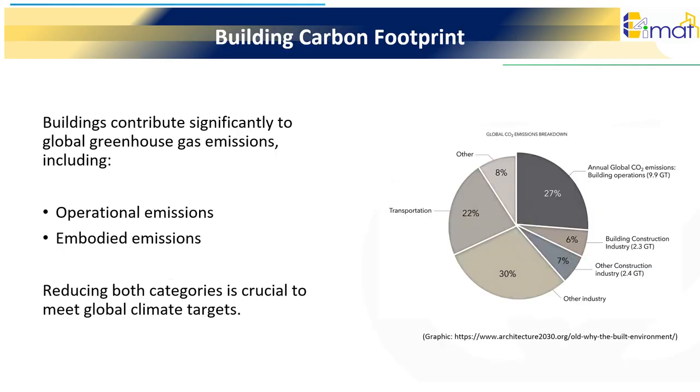Buildings are a major contributor to global greenhouse gas emissions, making the construction and operation of the built environment a key factor in addressing climate change. This carbon footprint includes operational emissions: energy used for heating, cooling, lighting, and electricity throughout the building's life. And embodied emissions: emissions generated during the extraction, production, transportation, and disposal of construction materials. Reducing both operational and embodied emissions is essential to achieve international climate goals.